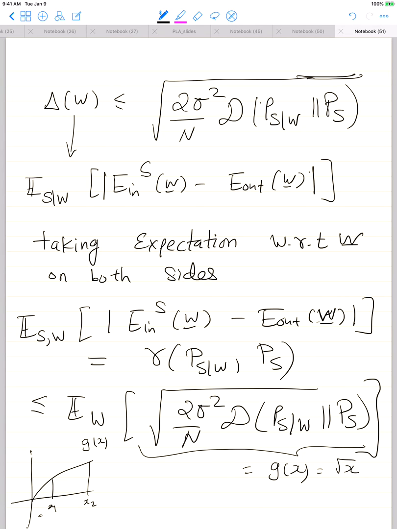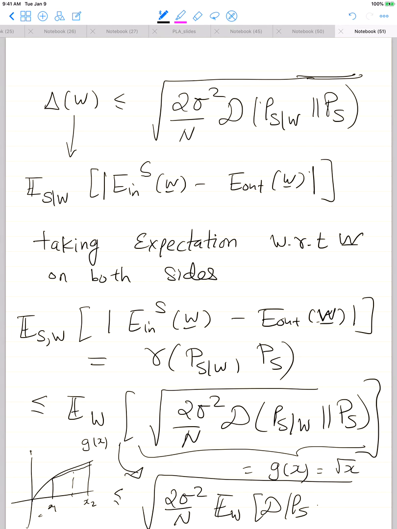If I take the expected value of g of x, then I'm drawing a line and taking the value in the middle. If I take g of E of x, then I'm first taking the midpoint. This point is always smaller than any point on this line. If I take the expected value of x, I will get some point here, and then I compute g of E of x, which will be some point here. So this is known as Jensen's inequality. So this implies that this is going to be less than square root of 2 sigma square by n E_W of D of P of S given W and Ps.